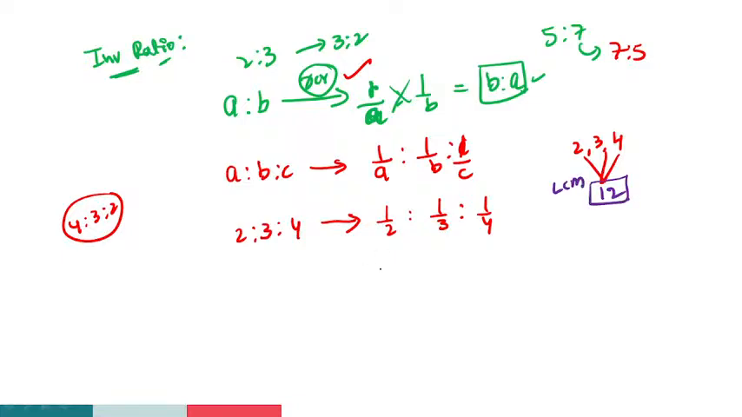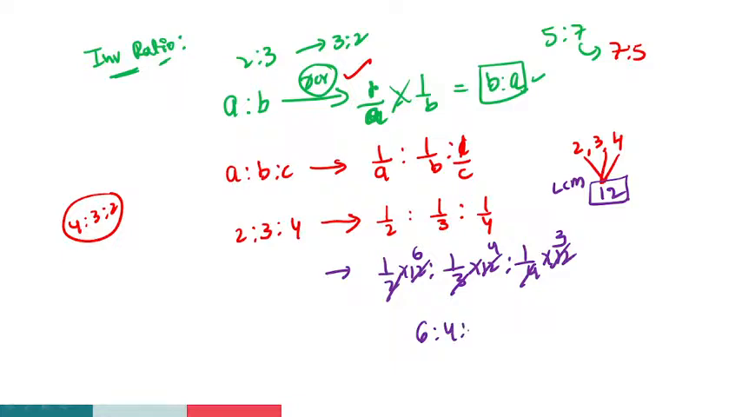And substitute here, 1 by 2 into 12 is to 1 by 3 into 12 is to 1 by 4 into 12, guys. So 2 6s are 12, 3 4s are 12, 4 3s are 12. The answer is 6 is to 4 is to 3. Any cancellation here? No cancellation. The final answer is 6 is to 4 is to 3.